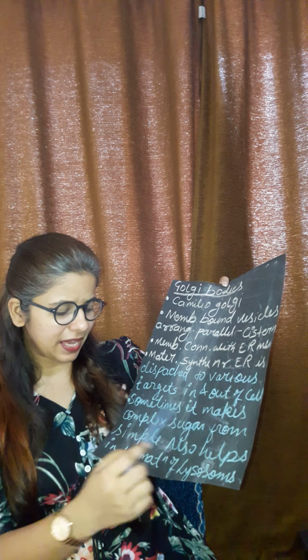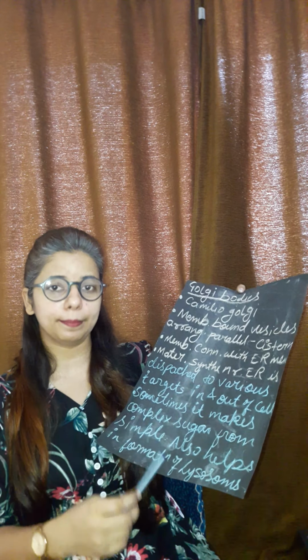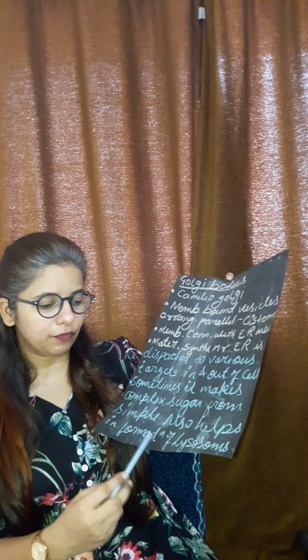Sometimes it makes complex sugar from simple sugar. The Golgi apparatus not only packs the material and transports it into the nearby areas of the cell, sometimes it also helps in the formation of sugar. It makes complex sugar from simple sugar, and it also helps in the formation of lysosomes. We will read next about another cell organelle that is called lysosome. So the Golgi apparatus is one of the organelles which helps in the formation of another cell organelle named lysosomes. So this was the function of the Golgi apparatus.